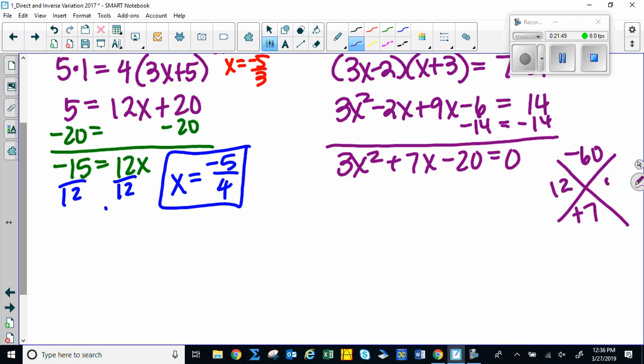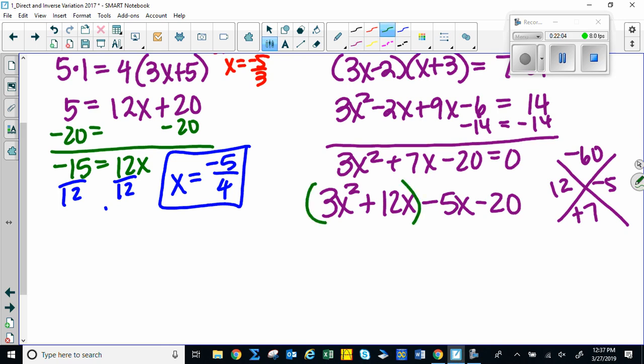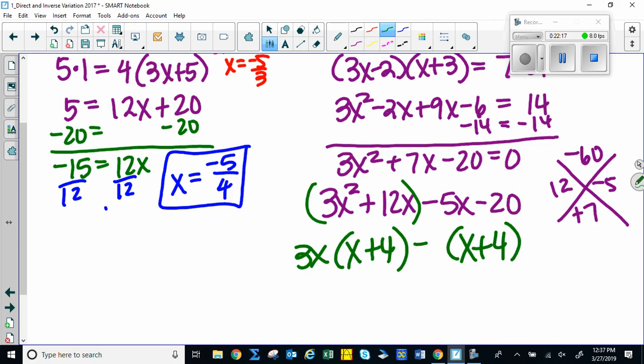So I would multiply 3 times -20 and look for factors of -20 that add to 7. 12 and 5. And this one has to be negative then. So I would rewrite 3x squared plus 12x minus 5x minus 20. I'm going to do parentheses around the first 2 terms. What's my GCF here? 3x. If I pull out a 3x, I'm left with x plus 4. Which means I want an x plus 4 here, which I'll get if I pull out a -5. So my factors are 3x minus 5 times x plus 4.